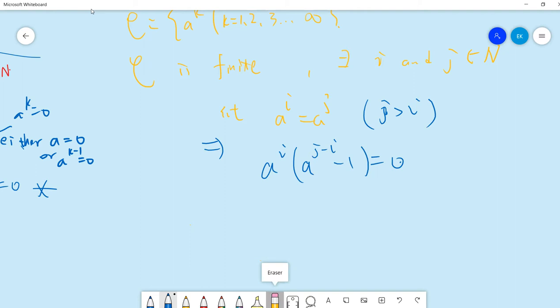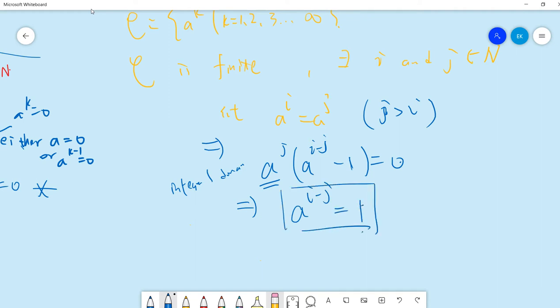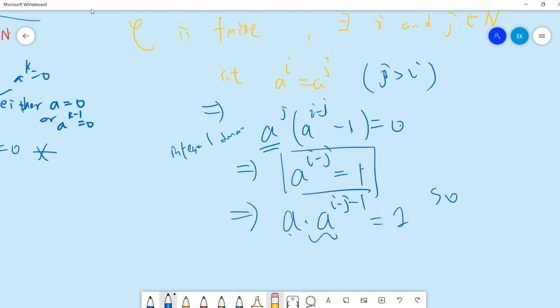Let me see. Sorry, this. So it is an integral domain, right? So this is non-zero, this is non-zero, so we always have this. That tells you that a times a^(j-i-1) is 1. So this is a's inverse. So a^(j-i-1) is the inverse of a, which tells you that the original ring is a field.